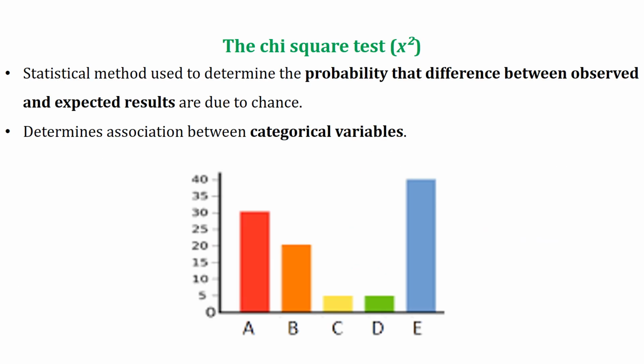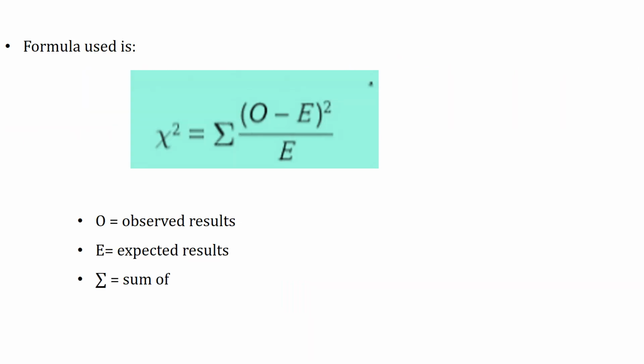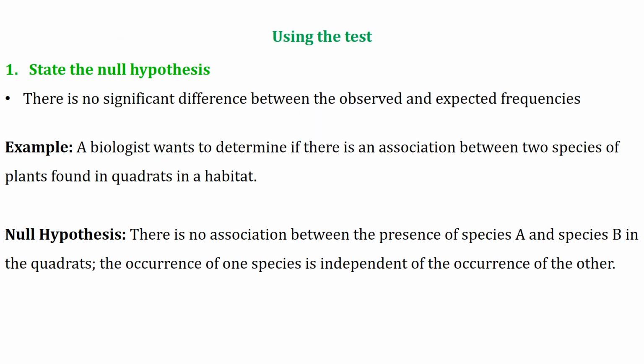The chi-square test checks whether observed results match expected outcomes. It's great for categorical data like species distribution in habitats. The formula is simple. O is observed values, E is expected values. Sum all (O minus E) squared, divided by E, to get chi-square. Example hypothesis: There is no association between the presence of species A and species B in quadrats. Their distributions are independent.